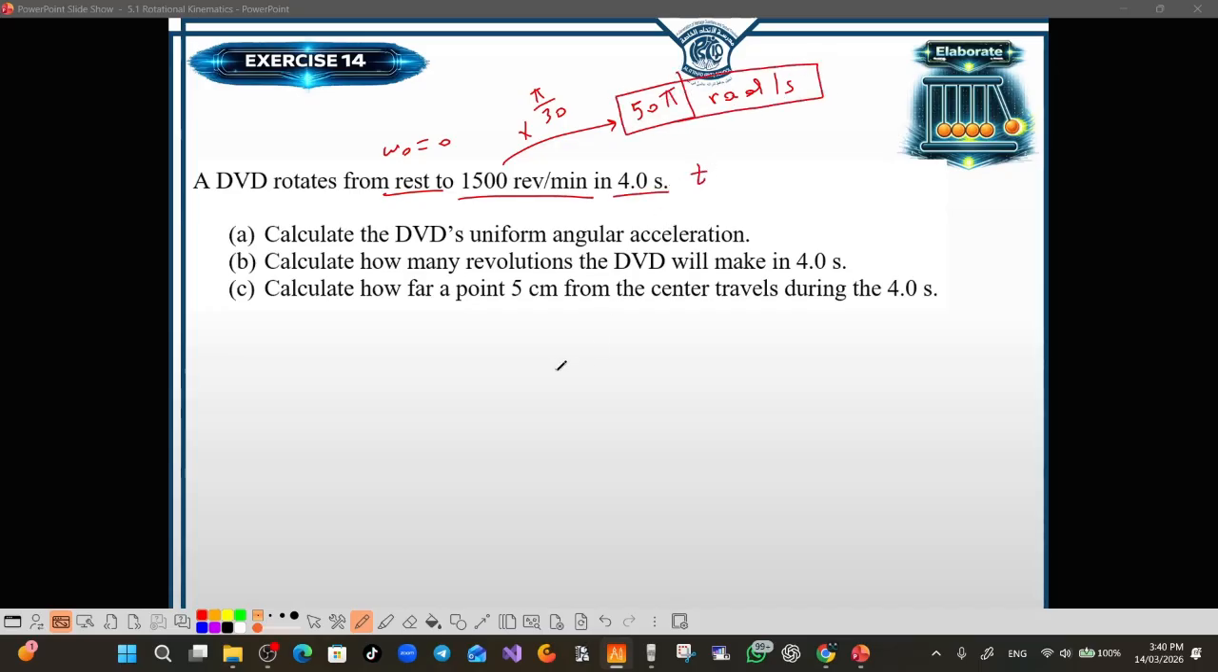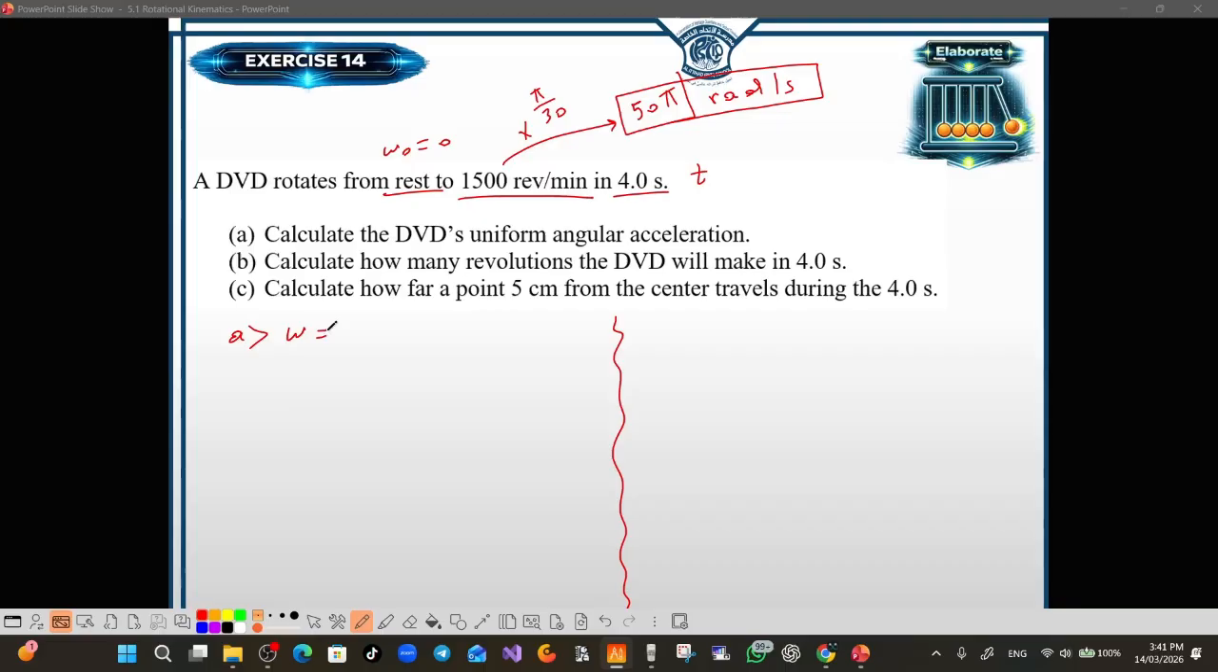The 4 seconds is the time. Calculate the DVD's uniform angular acceleration. They want us to find the angular acceleration. We are assuming here that the type of motion is uniform circular varied motion, which means the alpha is constant, and we can rely on kinematics equation to solve the problem.